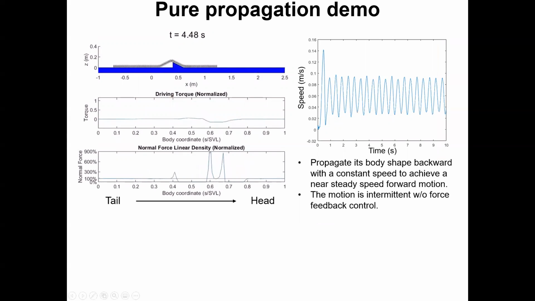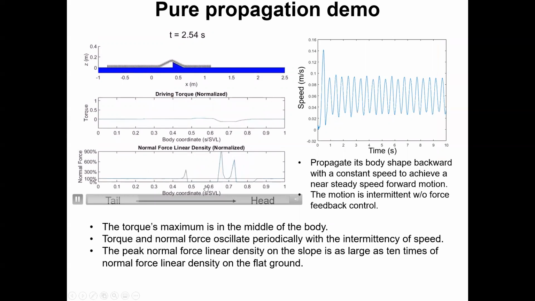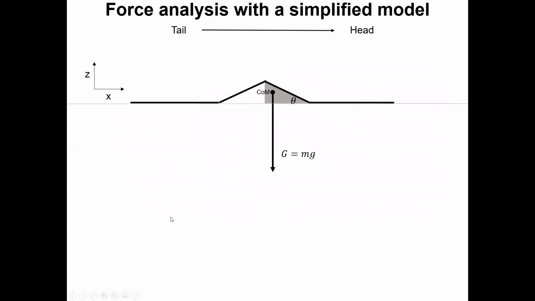Here we can output driving torque and the terrain reaction force, which are both hard to measure in real animal experiments. We found that the torque's maximum is in the middle of its body. Torque and the normal force oscillate periodically with the intermittency of speed. Remarkably, the peak normal force linear density on the slope is as large as 10 times the normal force linear density on the flat ground.